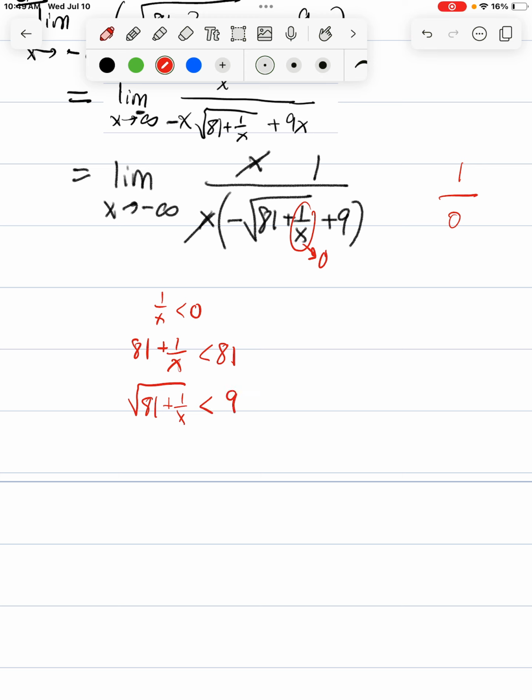So in the denominator, I have this negative square root. That's always going to be a bit less than 9. And now when I add 9 to that, I'm going to get something that's slightly positive. Right? So the denominator approaches 0 but stays positive. And so the limit of this expression is going to equal positive infinity. Okay. So that's the answer. It's positive infinity.